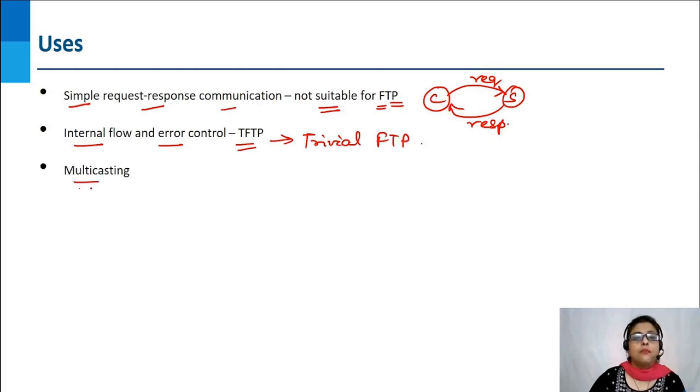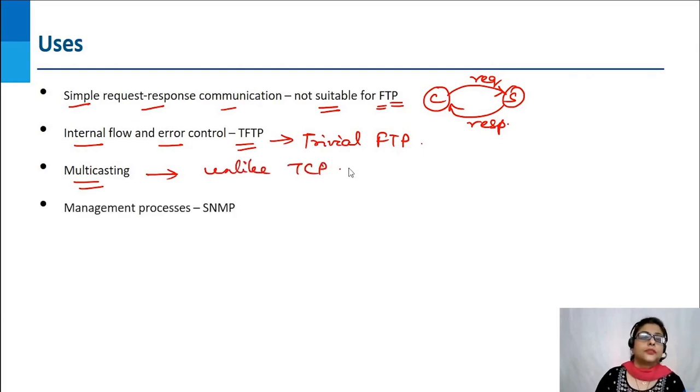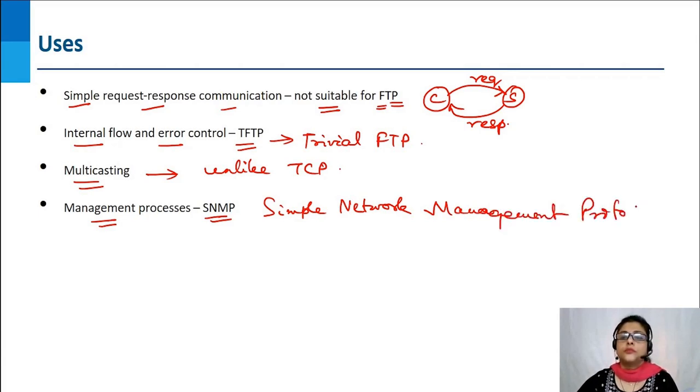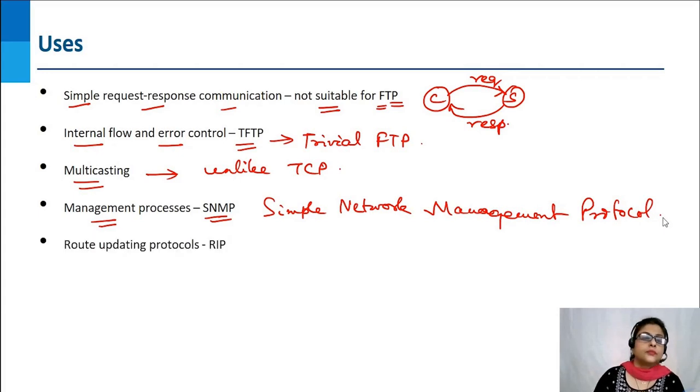The next use is in multicasting. UDP is used for multicasting, unlike TCP. It can be used for various management related processes by using the SNMP or Simple Network Management Protocol. It can also be used for updating the routing information using several routing information protocols or RIP.